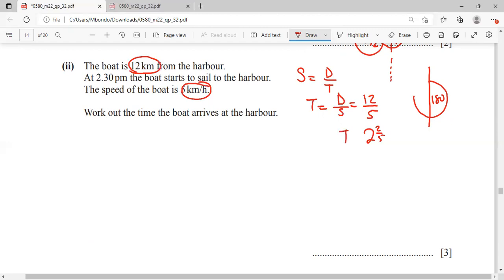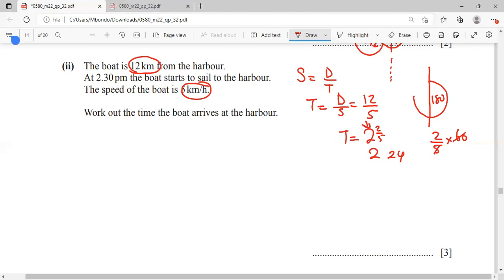This is our time. But take note, when we have time like this, these are hours here. This fraction is a fraction of an hour, and an hour has got how many minutes? It has got 60 minutes. So 12 multiplied by 2, we're going to have 24. So we have 2 hours and 24 minutes. So this is the time that was taken.